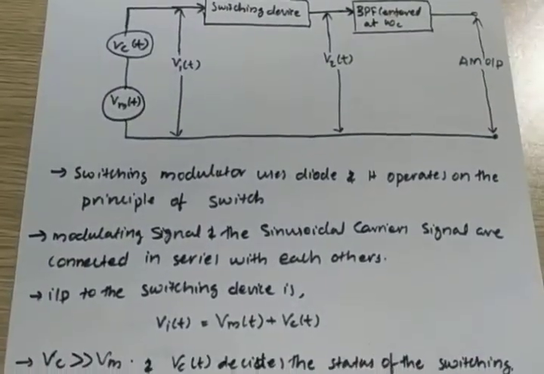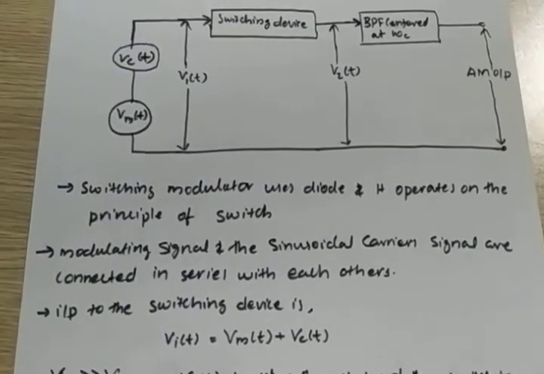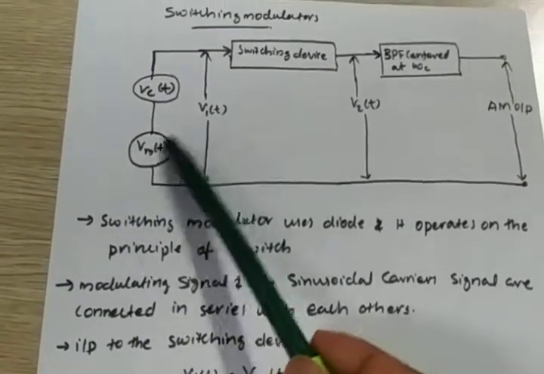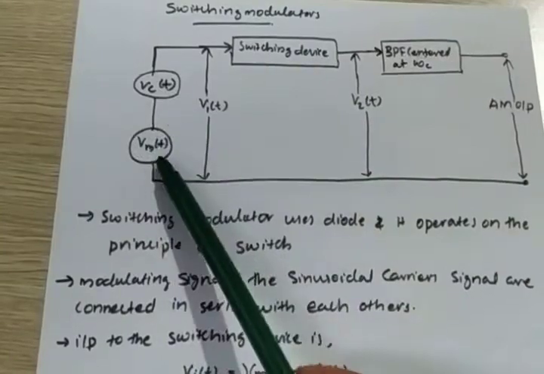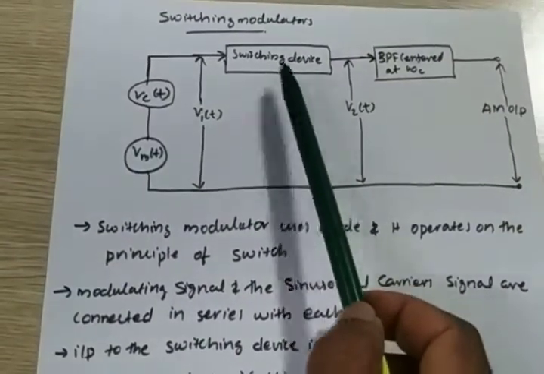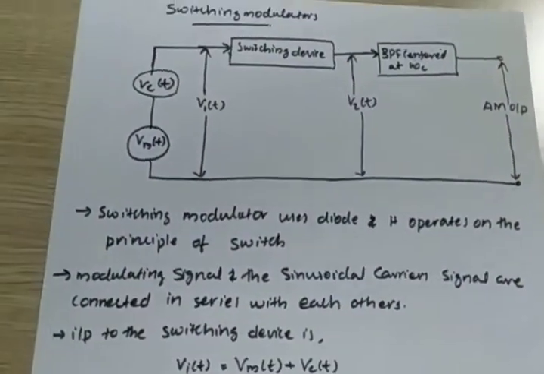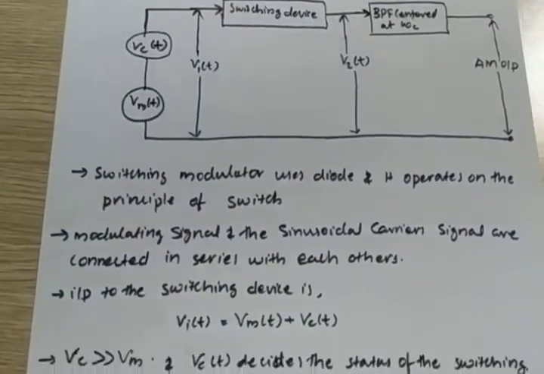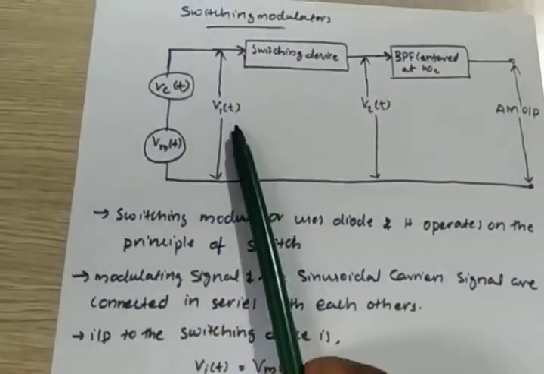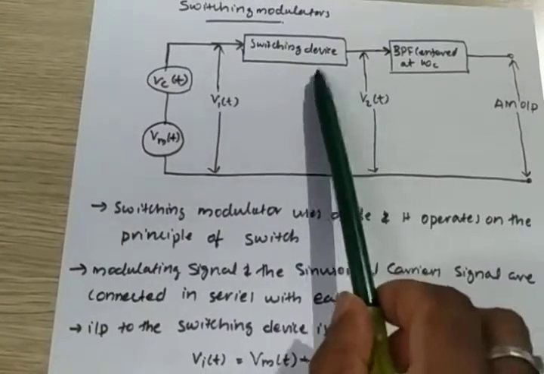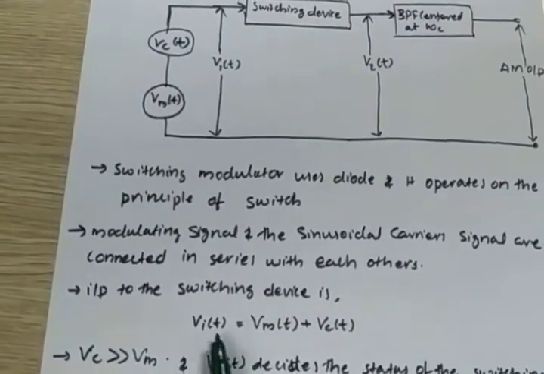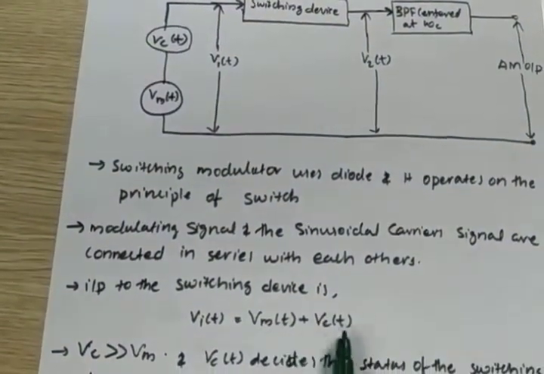The modulating signal and the sinusoidal carrier signal are connected in series with each other. See, this is message, this is carrier, both are in series and connected to the switching device. The output is connected to the band pass filter at omega C. So the input is V1 of T, and V2 of T is the output of the switching device. What is V1 of T? VM of T plus VC of T.